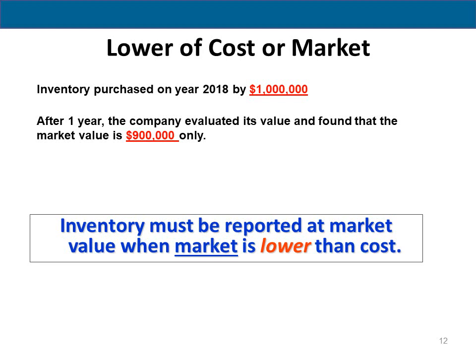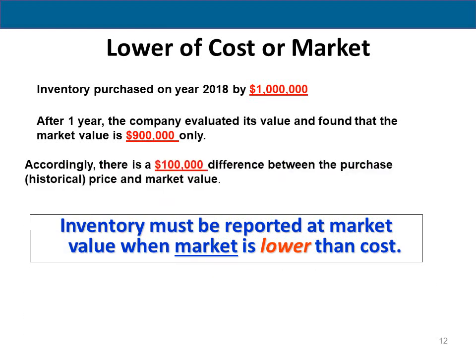So now we have a difference between the recorded purchase price, which was 1 million, and the market value, which is 900,000. This difference represents a loss for the company, because the real value of the inventory now in the market is lower than the recorded price of the inventory. If this takes place, the company must adjust the value of the inventory and record the inventory at its real price.